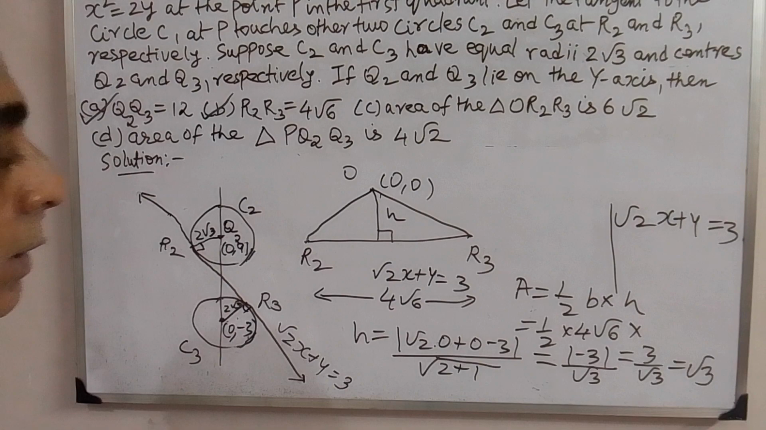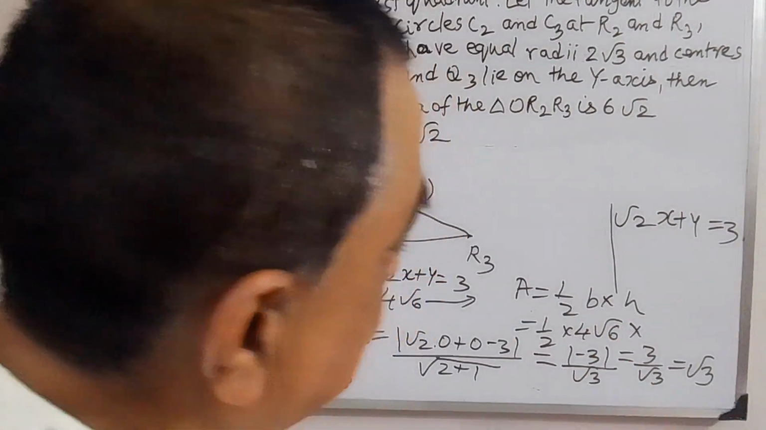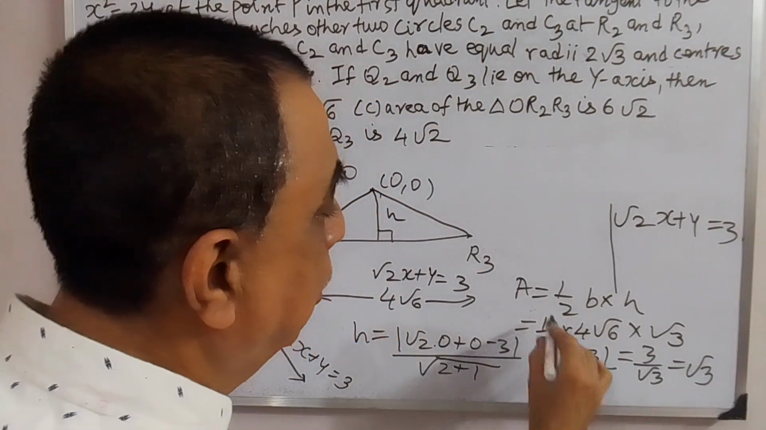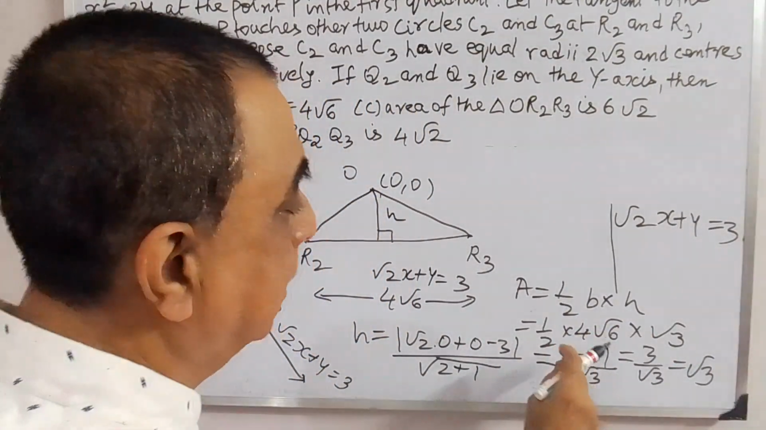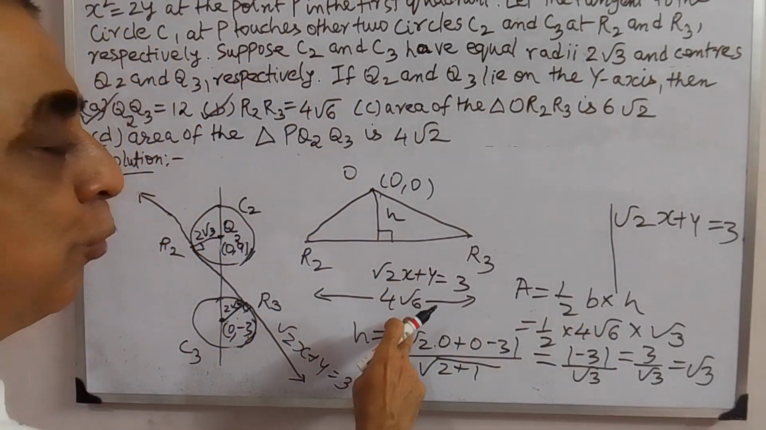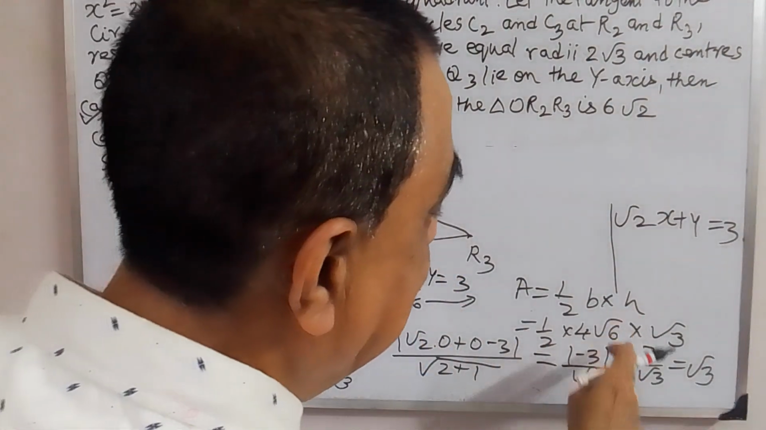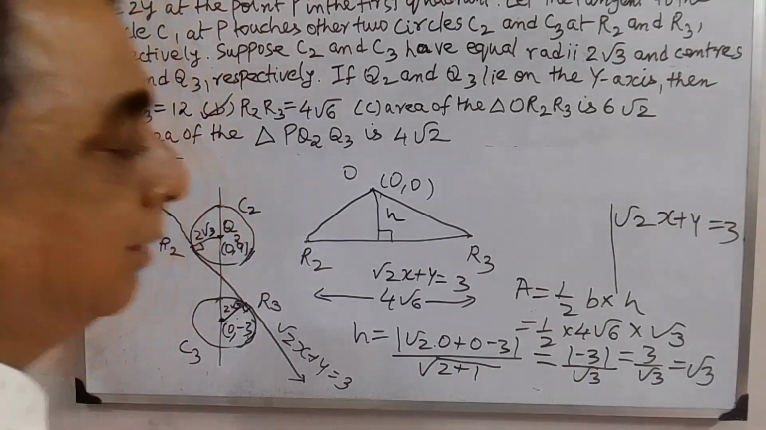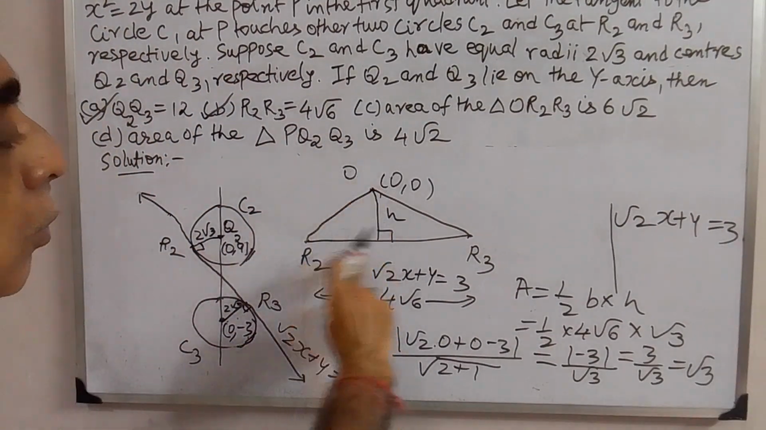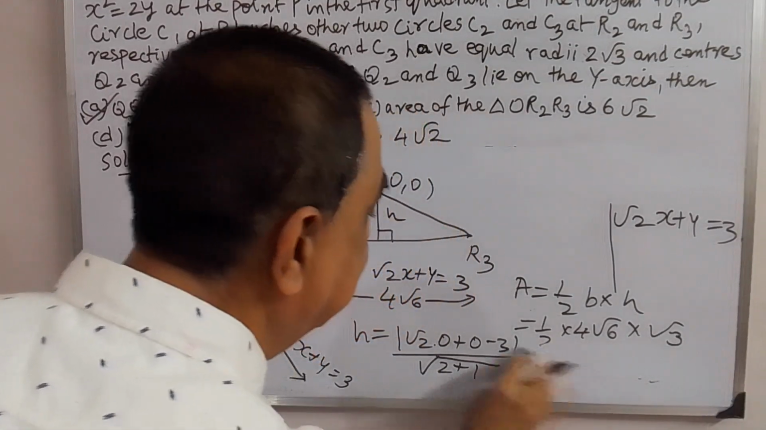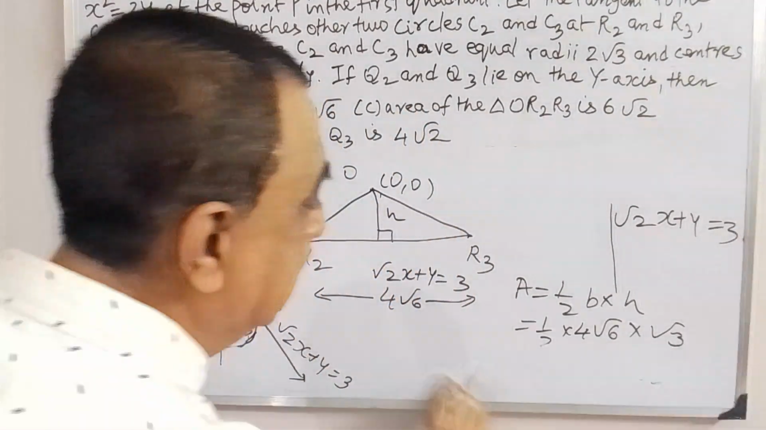Now here you put the value h, you have got root 3. So for half base into height, base is what? 4 root 6. That is the distance between R2 R3. And h you have found out, it is the distance from the origin onto this line, which is root 3. Now just multiply this and you will get the value of the area.